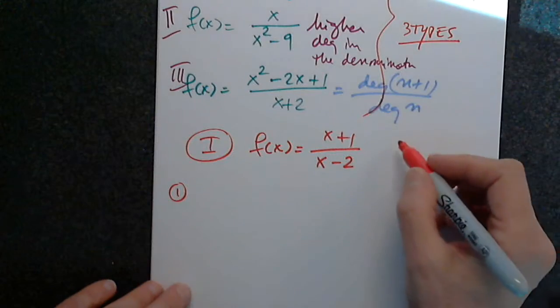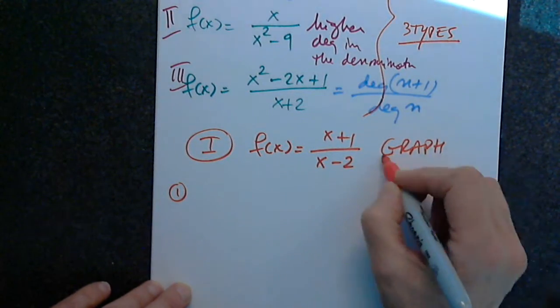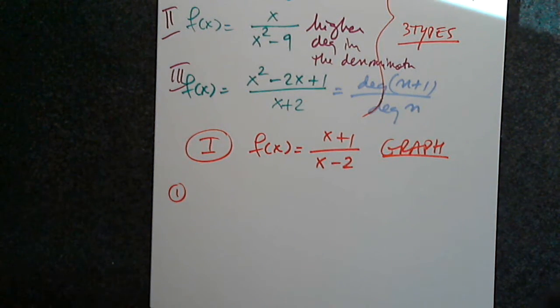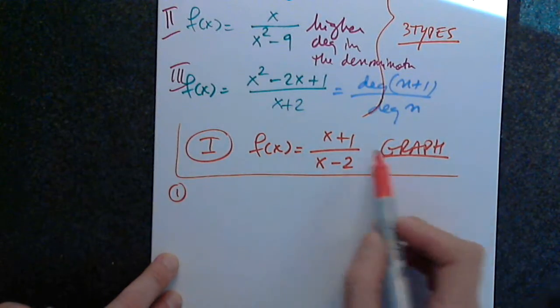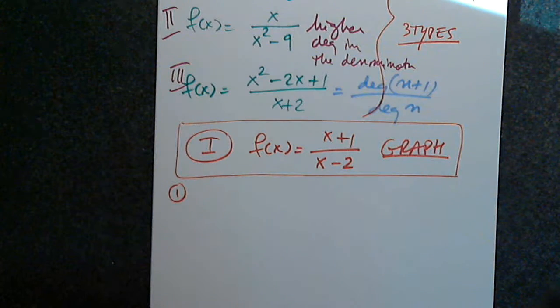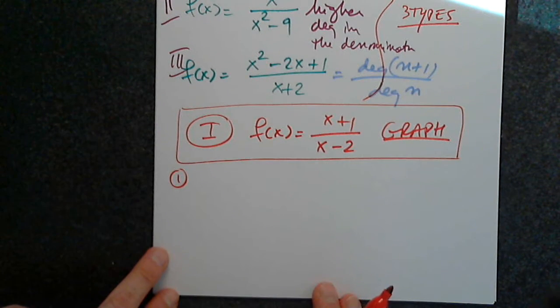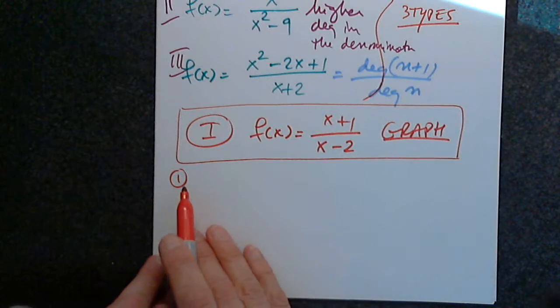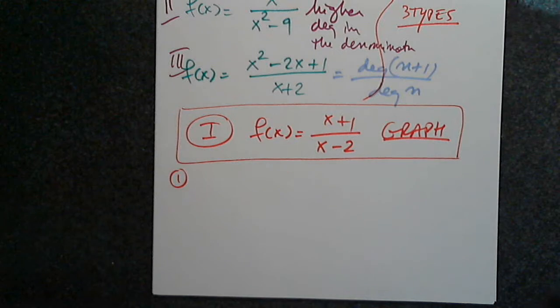When we are asked, the question is graph. We are trying to see how a rational function type 1 looks like. So would we just plug in values for x and make a table? We will make a table. We will summarize all the information in the table. But what is the first item without which we cannot start? Whenever we graph a function.